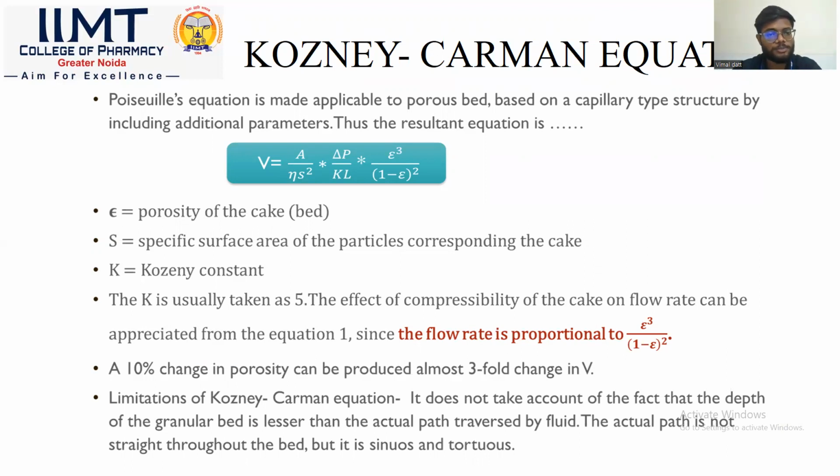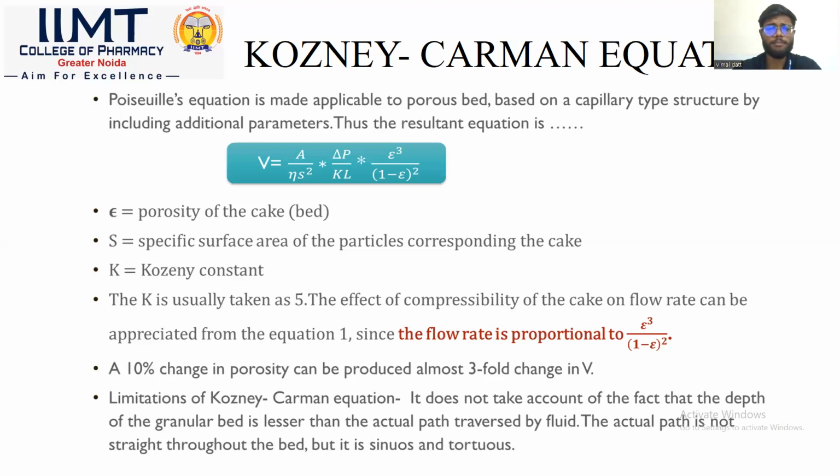Second, S is the specific surface area of the particles corresponding to the cake. K is the Kozeny constant and K is usually taken as 5. The effect of compressibility of the cake on flow rate can be appreciated from the equation, since the flow rate is proportional to epsilon cubed upon (1 minus epsilon) whole squared. A 10% change in porosity can produce almost a threefold change in V.